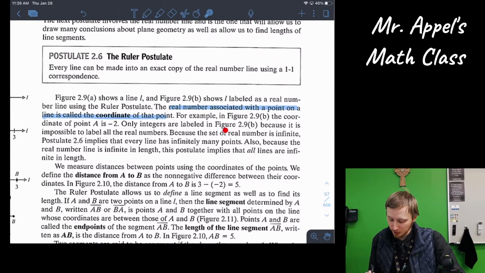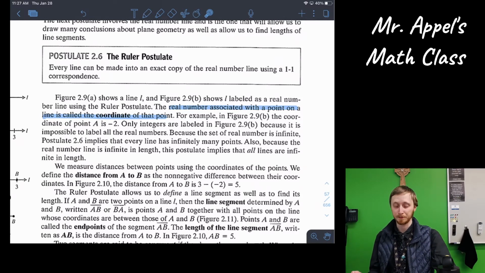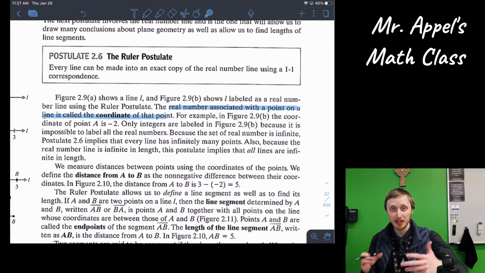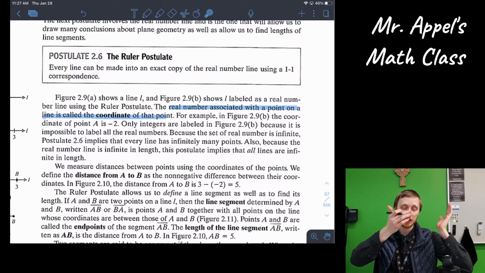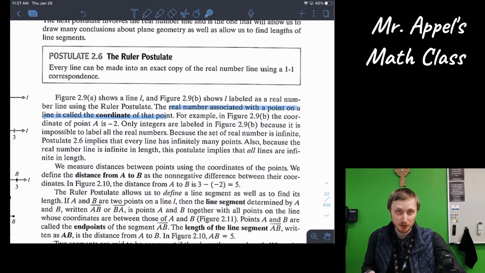Only integers are labeled in figure 2.9b because it is impossible to label all the real numbers, every single fraction in between. Because the set of real numbers is infinite, postulate 2.6 implies that every line has infinitely many points. We were referencing that fact earlier. Also, because the real number line is infinite in length, this postulate implies that all lines are infinite in length. So now we have taken numbers from arithmetic and algebra and brought them directly into geometry.